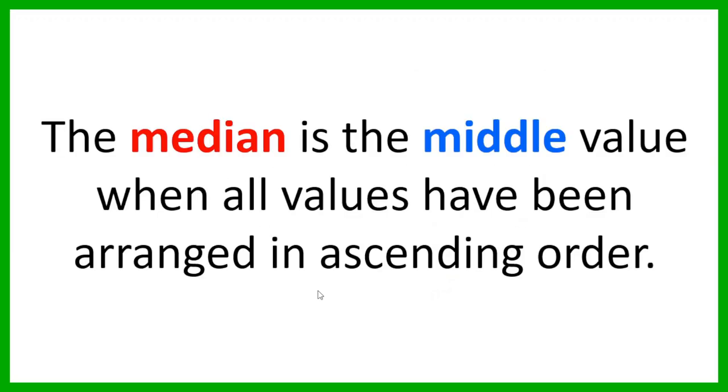Okay, the next thing we're going to look at is the median. The median is the middle value when all values have been arranged in ascending order. So first of all, in order to find the median, you have to put your values all in ascending order. That's from smallest to biggest. And then you have to find the middle value.